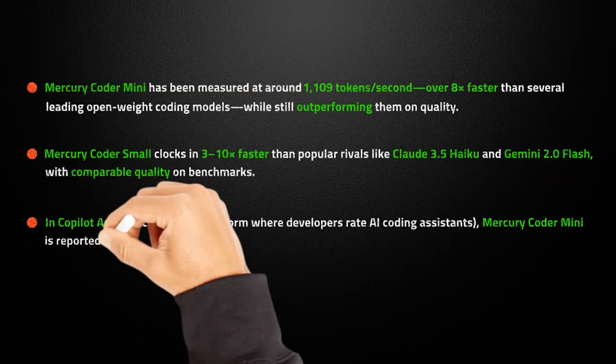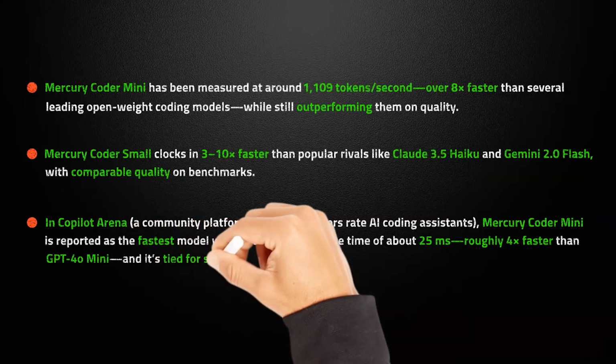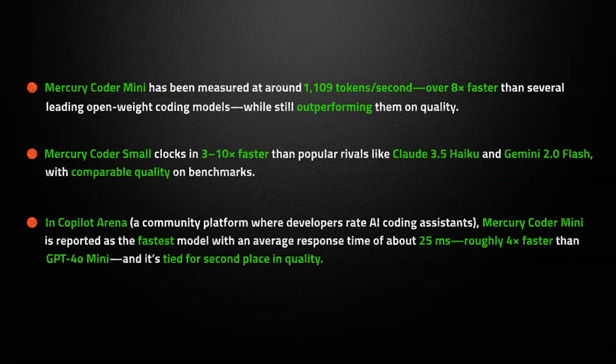In Copilot Arena, which is a community platform where developers rate AI coding assistants, Mercury Coder Mini is reported as the fastest model with an average response time of about 25 milliseconds, which is roughly 4x faster than GPT-4o Mini. And it's tied for second place in quality. In other words, speed without sacrificing performance.